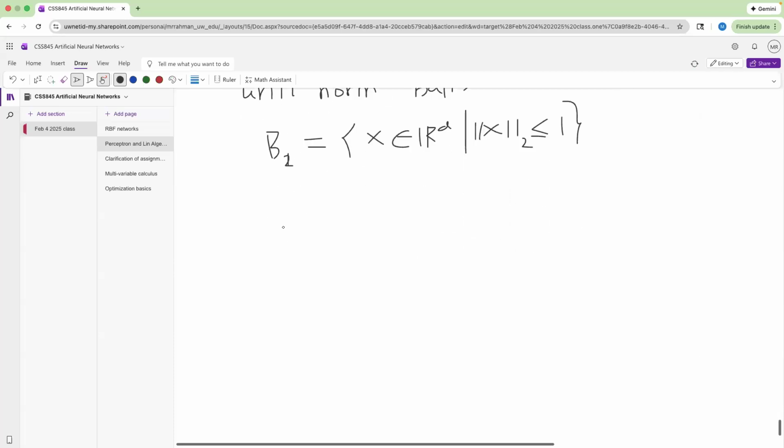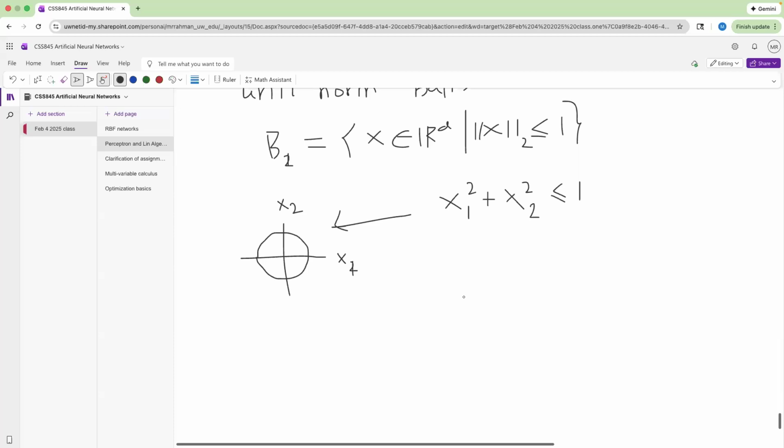So let's say I'm in two-dimensional space, x1 and x2. If I try to draw the vectors that have Euclidean norm less than 1, it will turn out to be this circle, right? Because when I say the norm is less than 1, the norm of this vector in 2D is x1 squared plus x2 squared, and that has to be less than or equal to 1. Okay?